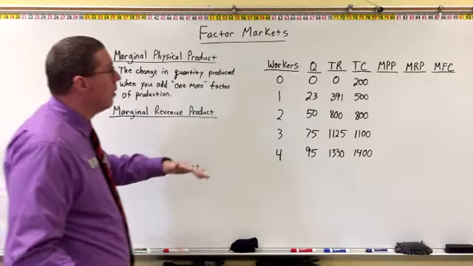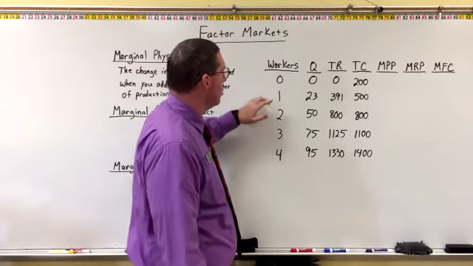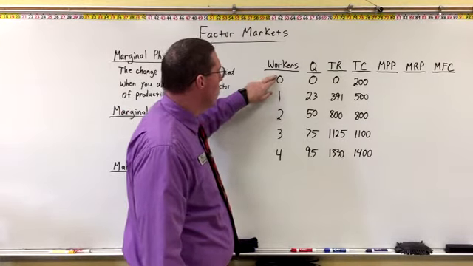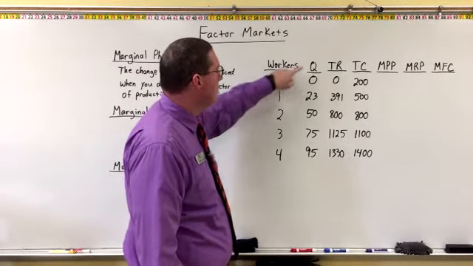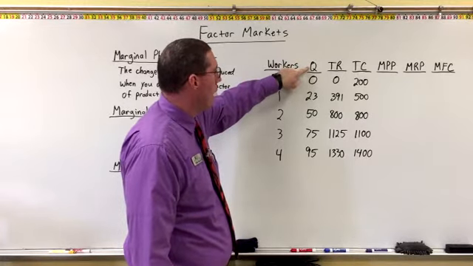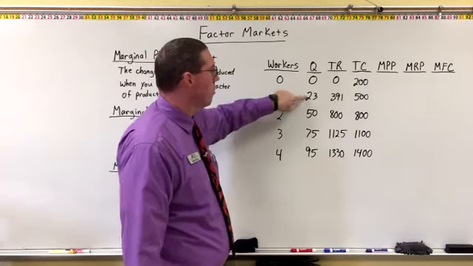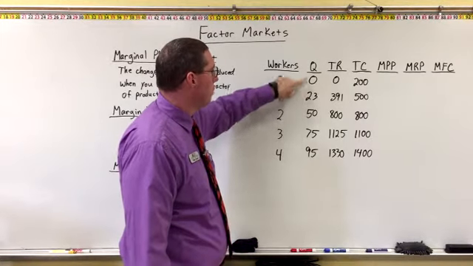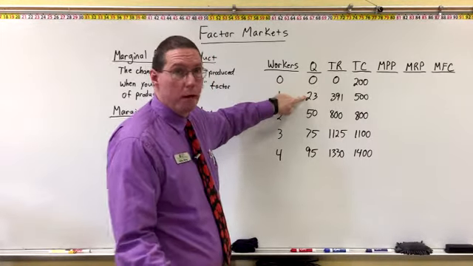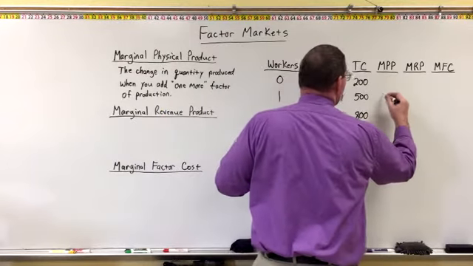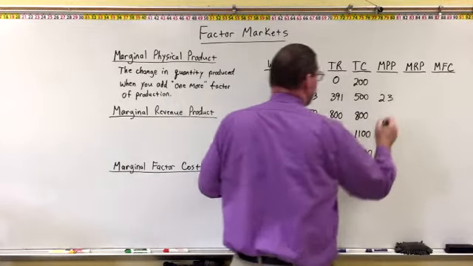So over here, we're counting up by workers. And the question is, when we go from 0 workers to 1 worker, how much did quantity produced go up by? Well, at 0 workers, we produce 0. And at 1 worker, we can produce 23 units. So marginal physical product is going up by 23. And so over here, under marginal physical product, I'm going to put 23.